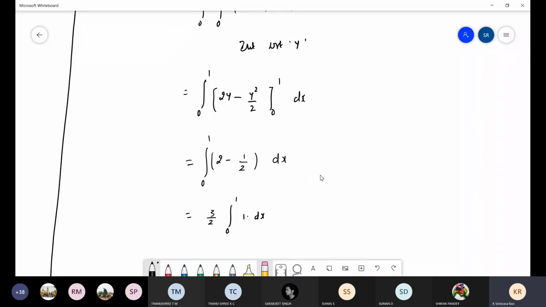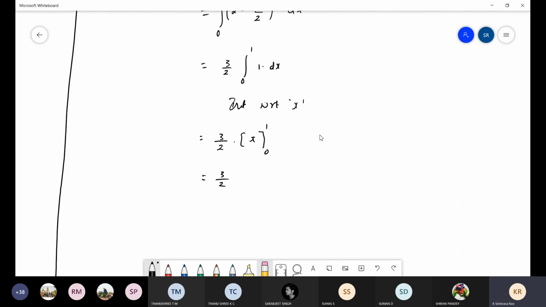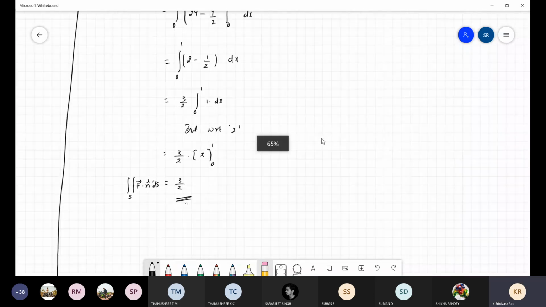Yes, last one, integrate with respect to x. You will get 3 by 2 into the integration of 1, which is x, and the limit you have to substitute is 0 to 1. The final answer is 3 by 2. Yes, this is a surface integral, double integral, surface integral f dot n cap ds. Yes, this is also a question paper problem. Final answer is 3 by 2.